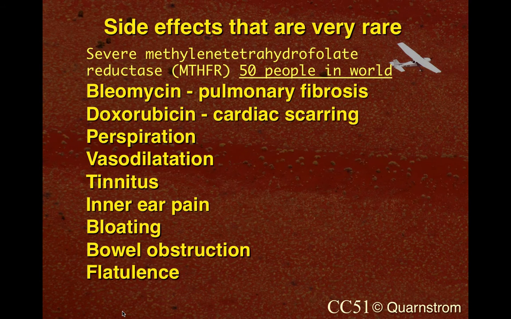There are some side effects that are very rare. This top one, severe methylenetetrahydrofolate reductase deficiency, otherwise known as MTHFR, is a condition that supposedly there are about 50 people in the world who have. It's big time with the naturopathic physicians. They find this and warn people about going to the dentist and using nitrous oxide. Even though it's almost unheard of, statistically, you will never see one of these people. There are a few anti-cancer drugs, bleomycin and doxorubicin, that one causes pulmonary fibrosis, the other one can cause cardiac scarring. You'd be a little bit concerned.